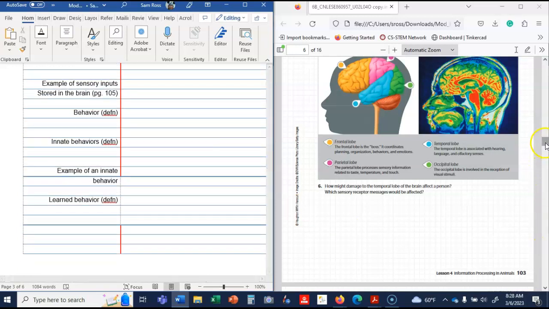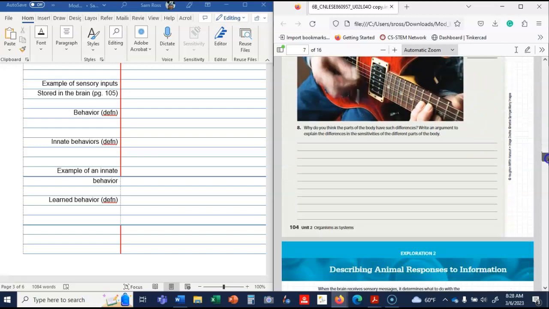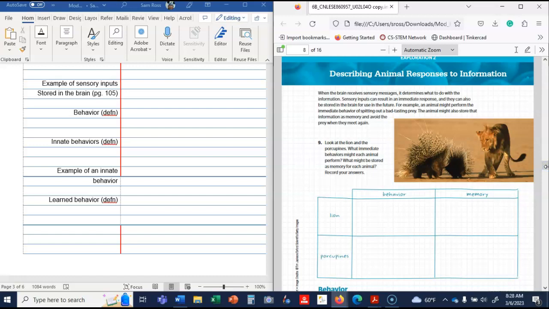Okay, so let's go to 105. Example of sensory inputs stored in the brain. Sensory inputs can result in an immediate response, and they can also be stored in the brain for future. For example, an animal might perform an immediate behavior of spitting out bad tasting prey. The animal might also store that information as a memory and avoid the prey when they meet again. So they tried it once, it was awful, and they're going to store that in their memory. Hey, I don't like that. Okay.